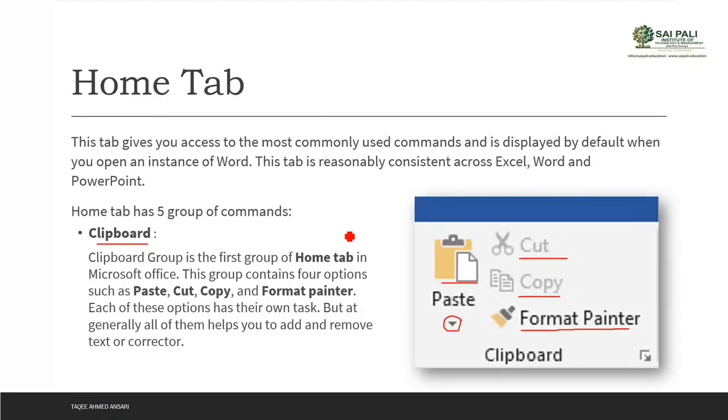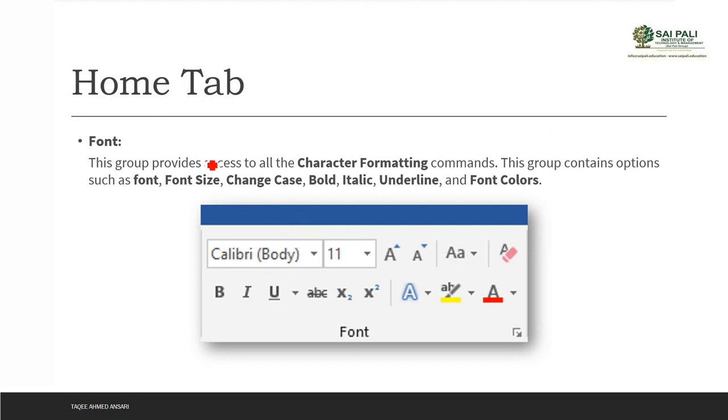Now the next group in the home tab is the font group. This font group provides you access to character formatting. With character formatting, you can change the font size, you can change the case, you can make the text bold, italic, or you can underline the text, or you can have a font in colors. So you have multiple options here.